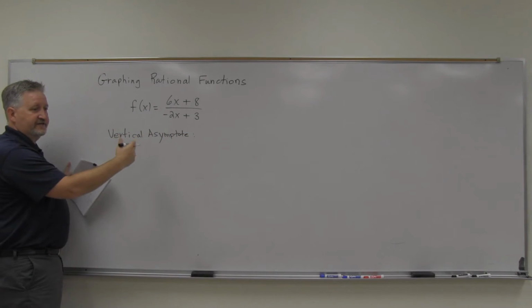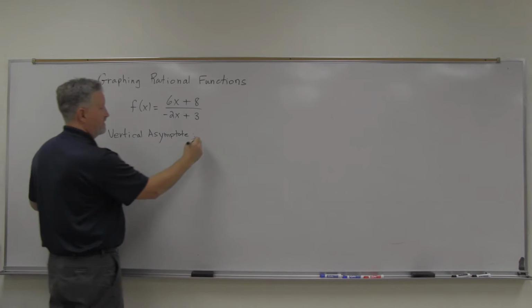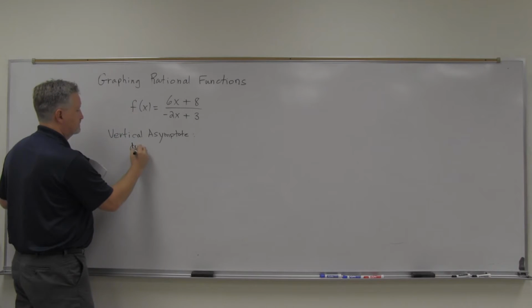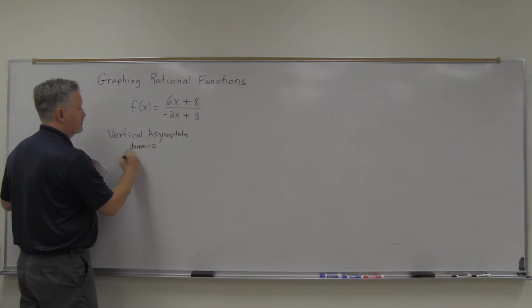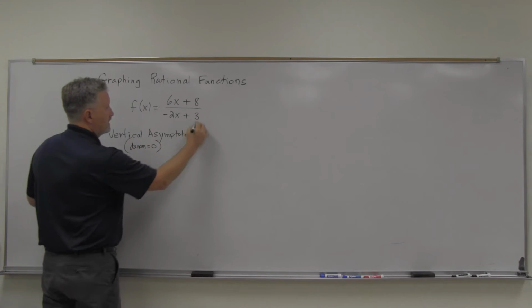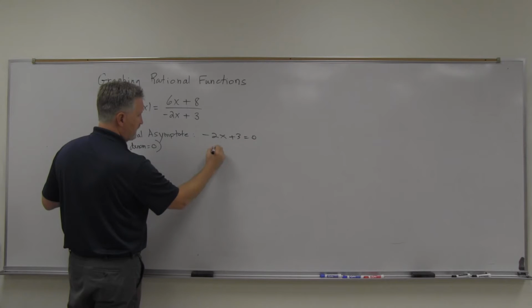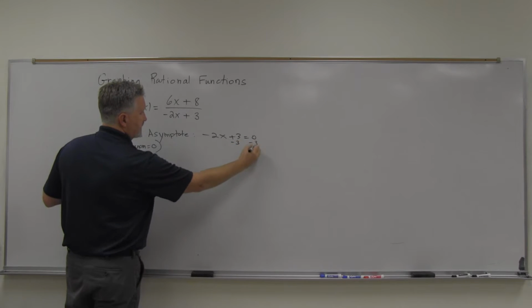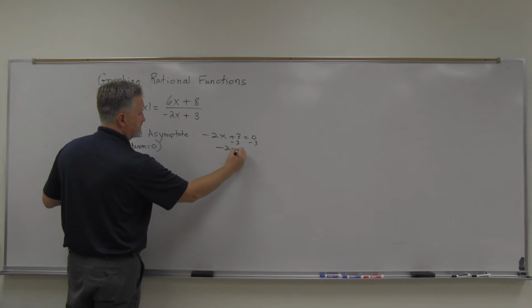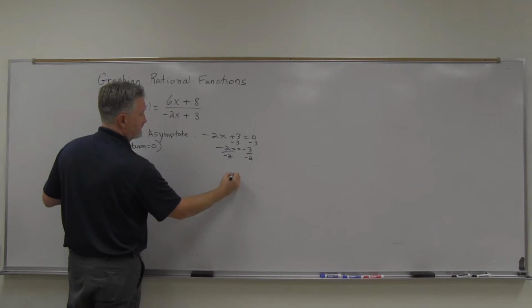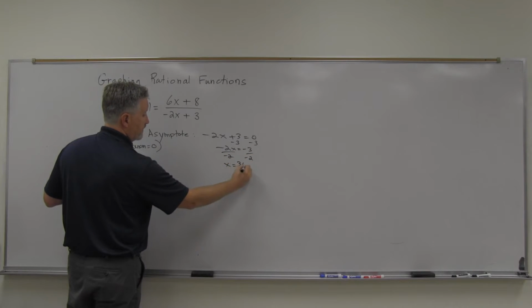Well, for one such as this, that's going to be where the denominator equals 0. And so I just set that equal to 0 and solve that out. And that's going to be positive 3/2, 1.5.